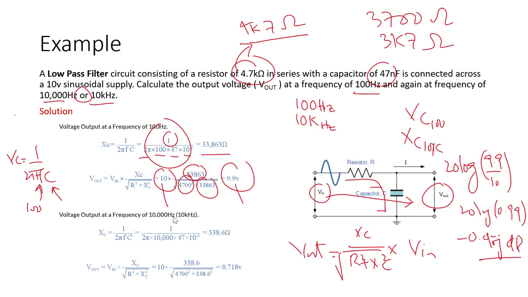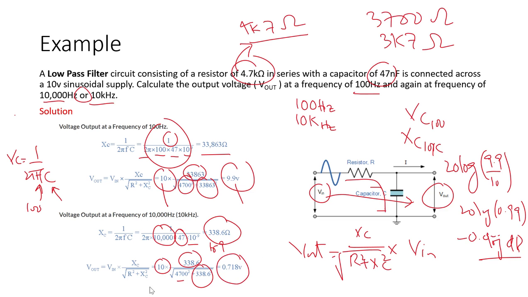Okay, now we repeat the same process for XC at 10K. So at 10K we first put 10K as frequency and 47 nano. Nano is 10 power minus 9 if you don't know. So we put this thing in it and we found 33.6 as our XC. If we calculate the output now, output would be 10 multiplied by 338 divided by the square root of 338 square plus same resistance square. So this gives us an output of 0.7.